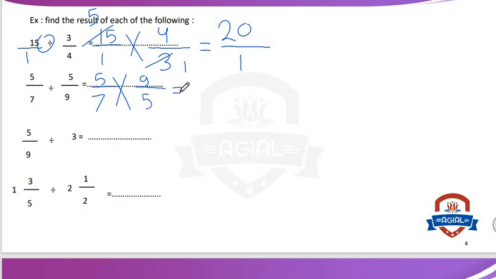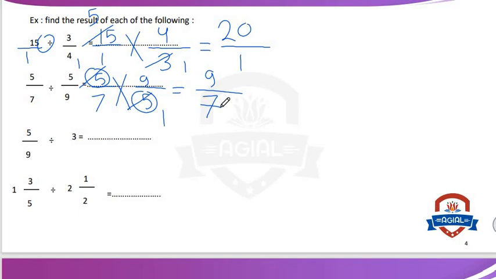Okay, let's solve it. Try to find a common factor between numerator and denominator. We have 5 here and we have 5. Yes, so we can divide both of them by 5. 5 divided by 5 equals 1. And 5 divided by 5 equals 1. Multiply 1 by 9 equals 9. And 1 multiply 7 equals 7. So the result will be 9 over 7 in the simplest form.